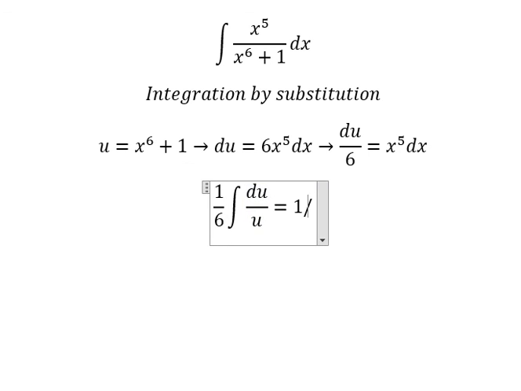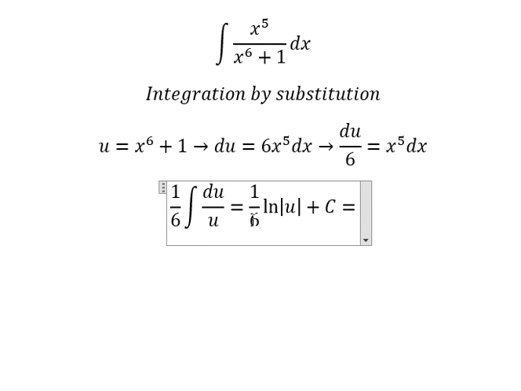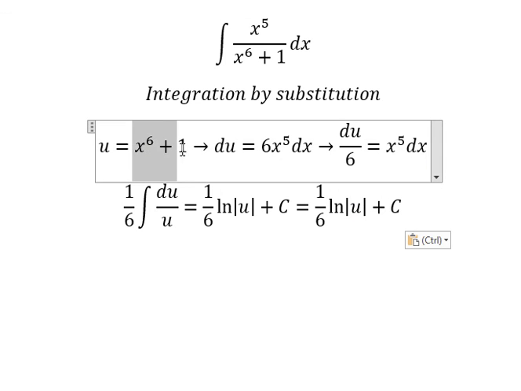So the integration of this one is Ln of the absolute value of u, and I will put plus c. Then u is this one.